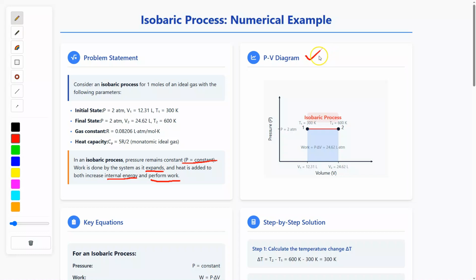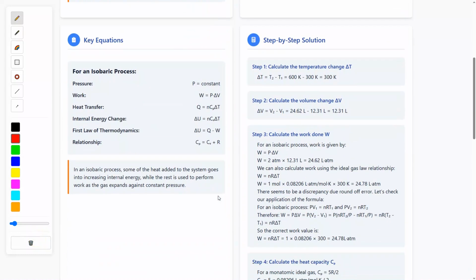Now here is the PV diagram based on this initial and final state. The y-axis is the pressure and the x-axis is the volume. As pressure is constant, the system goes from state 1 to state 2. T1 is 300 Kelvin at point 1, with P equal to 2 atm and V1 equal to 12.31 liter. At state 2, T2 is 600 Kelvin, pressure is constant at 2 atm and volume is 24.62 liter. So this is the PV diagram. Based on that we have to calculate internal energy change, work done, everything.